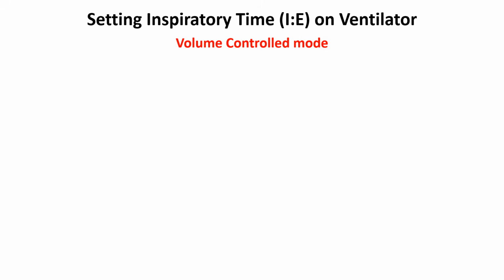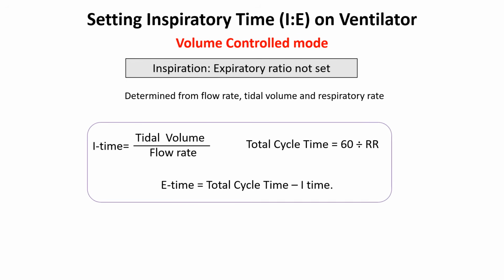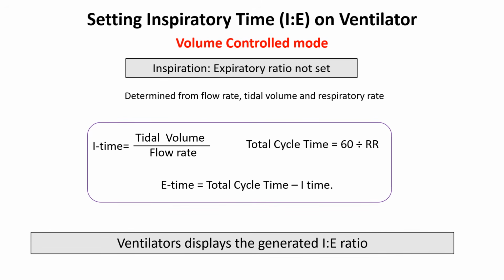In volume-controlled ventilation, we typically don't set the I/E ratio directly. Instead, the I/E ratio is determined indirectly by adjusting tidal volume, flow rate and respiratory rate. Since I time is determined by tidal volume and flow rate, the expiratory time is calculated based on the total cycle time. Thus, while volume control ventilation does not allow direct I/E ratio setting, you can adjust flow rate, tidal volume or respiratory rate to achieve the desired ratio. Some modern ventilators may display the I/E ratio as a guide when adjusting these settings.